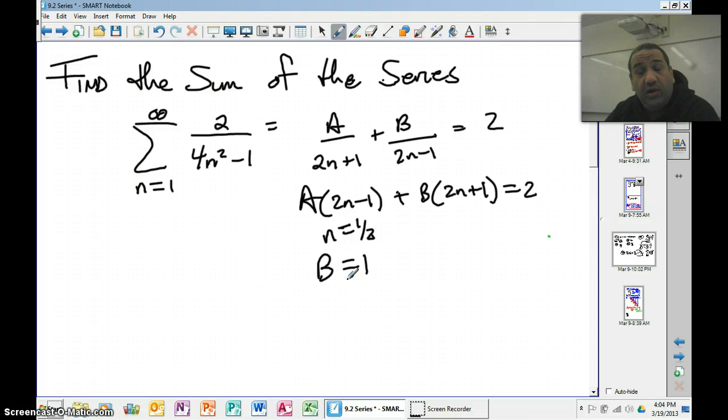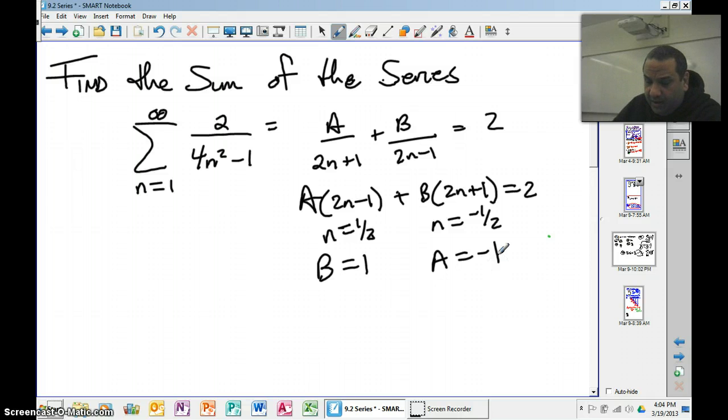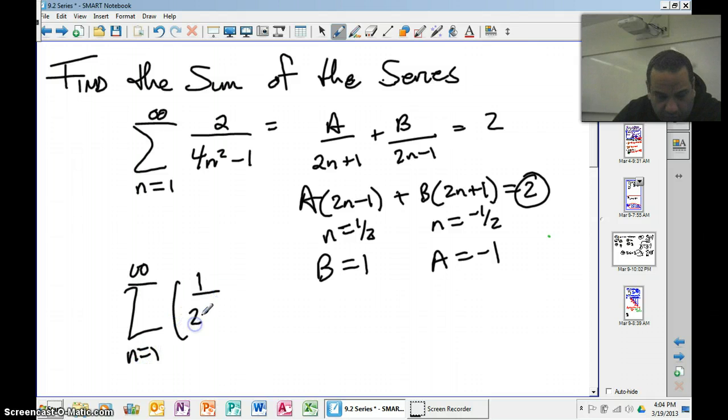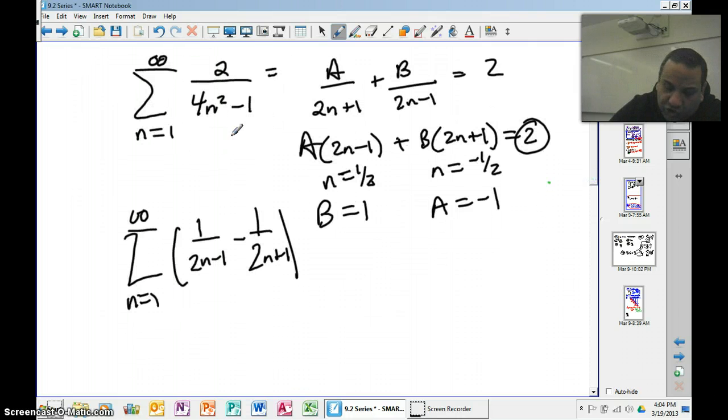You've done this before with integrals. Now if I set n equal to negative 1/2, then a equals negative 1. And you may remember that they'll be opposites if this is just a number. So this whole thing turns into a sum to infinity, n equals 1, of the fraction 1 over 2n minus 1 minus 1 over 2n plus 1, and this is where your number skills are going to come in. Okay, so I have just changed that to that fraction.